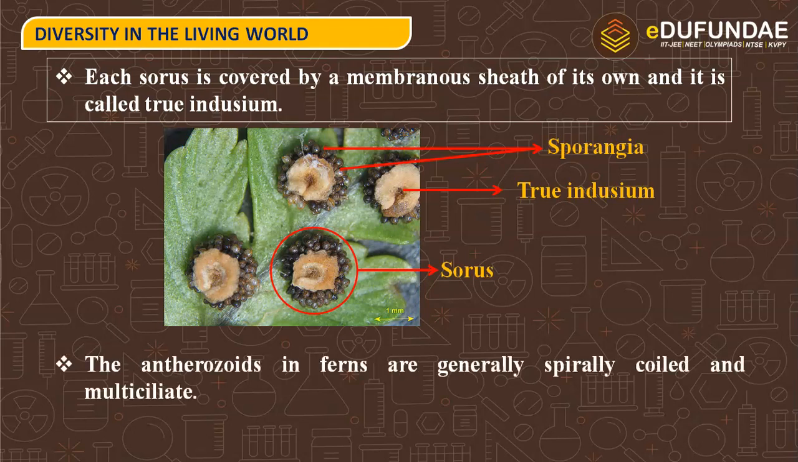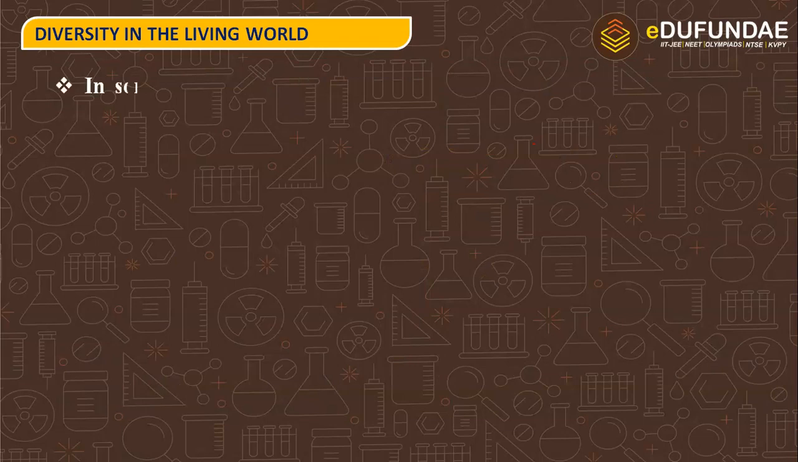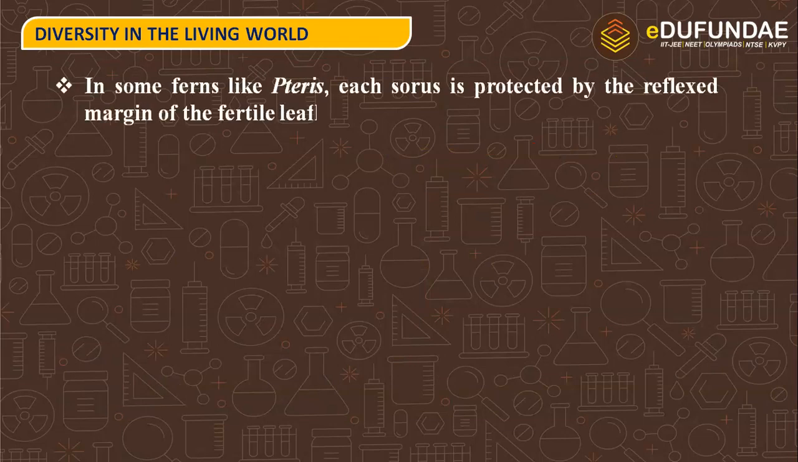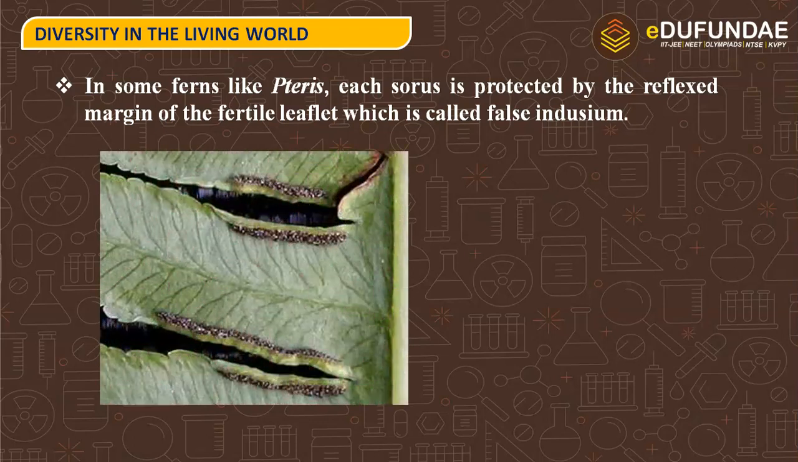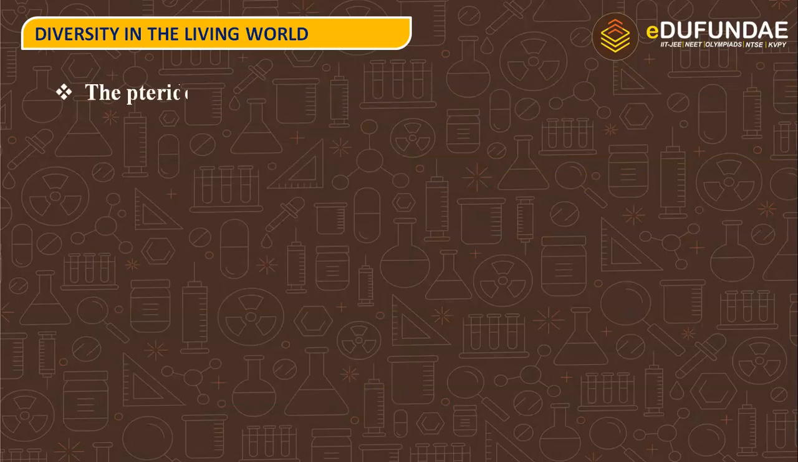The antherozoids in ferns are generally spirally coiled and multiciliate. In some ferns like Pteris, each sorus is protected by a reflexed margin of the fertile leaflet, which is called false indusium. So in this case, we can clearly see the structure of the false indusium.